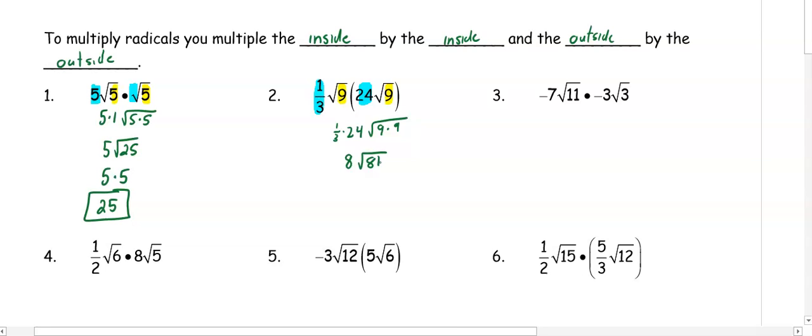Now 81 is also a perfect square because the same number times itself gets us 81, and that number is 9. So we have 8 times 9, which is 72.